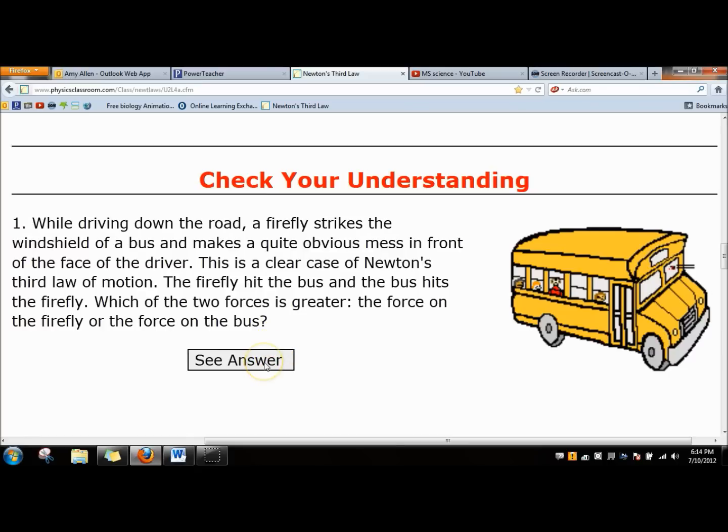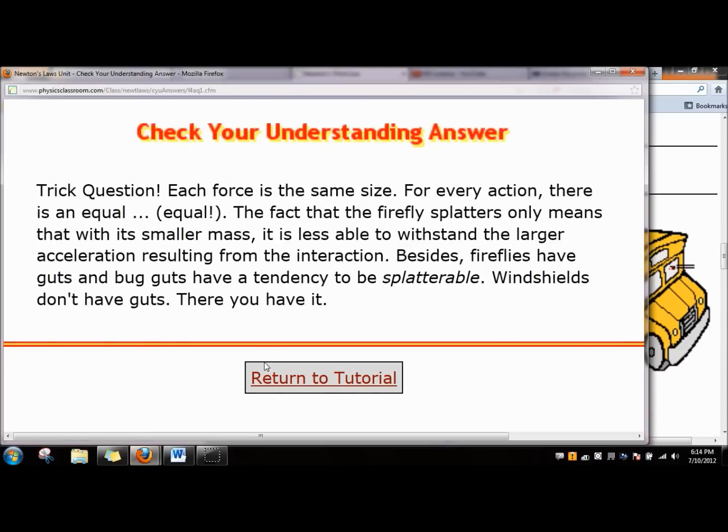Alright, so let's take a look at the answer. Aha! It was a trick question. Each force is the same size. For every action, there is an equal, remember equal, and opposite reaction. The fact that the firefly splatters only means that its smaller mass makes it less able to withstand the larger acceleration resulting from the interaction. Besides, fireflies have guts, and bug guts have a tendency to be splatterable. Windshields don't have guts. There you have it.